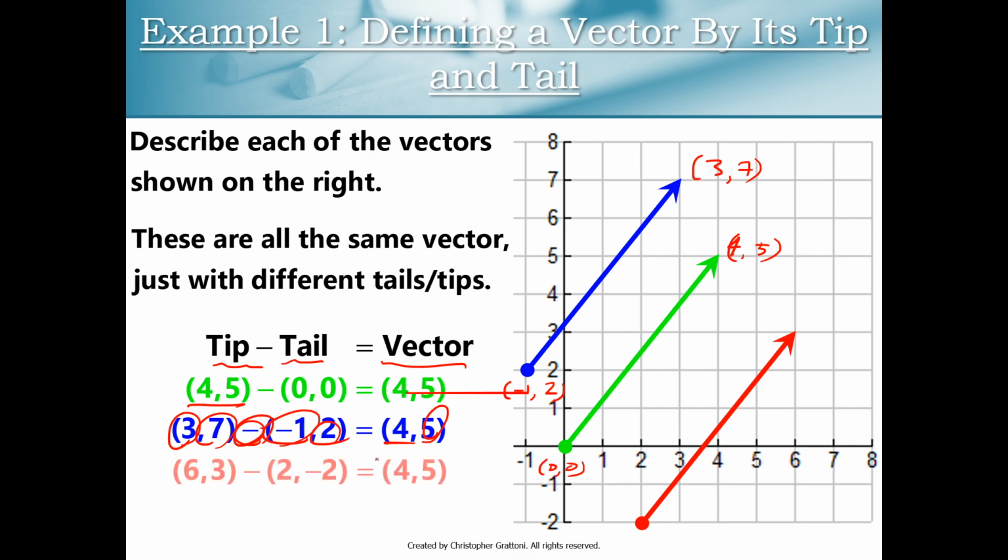It's going to be the same thing for the red one. The tip is at 6, 3, the tail is at 2, -2, and when you do component-wise subtraction on those two ordered pairs, you get the vector 4, 5. All three of those vectors are 4, 5.